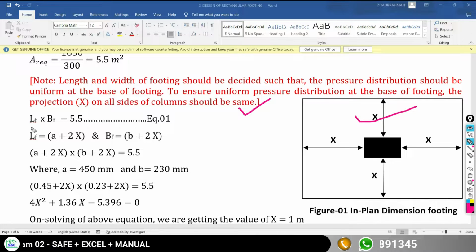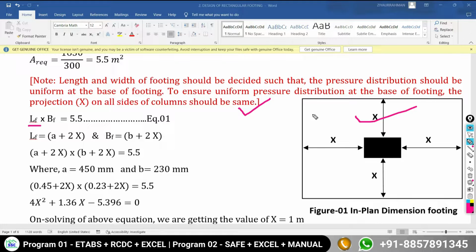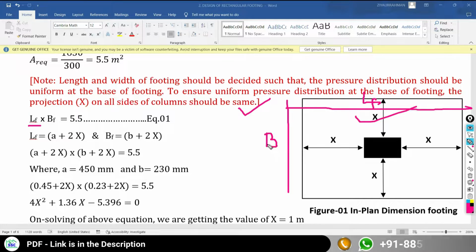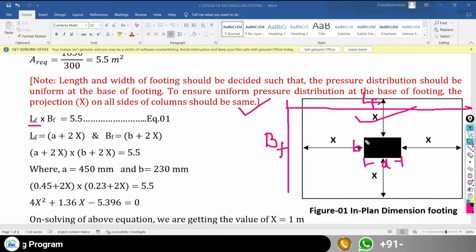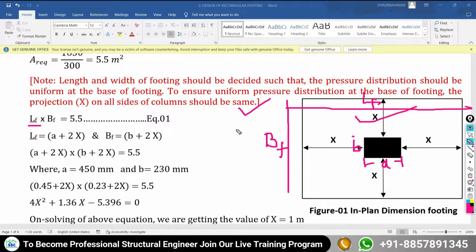Okay, so the length of the footing I am going to consider along this X direction, and along this Y direction I am going to say it is the width of the footing. Another thing, this is the dimension of your column. The depth of your column I am going to consider as A. This is the width of your column, I am going to consider as B. Okay, so the length multiplied by the width of your footing is equal to 5.5 meter square. That is what is required.